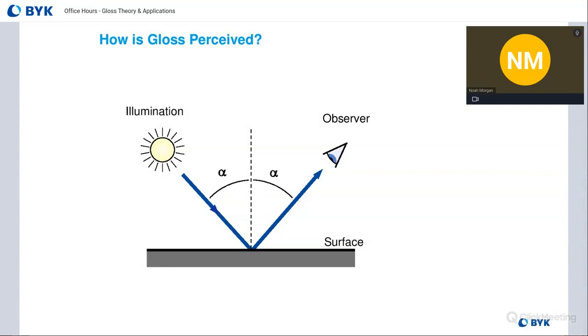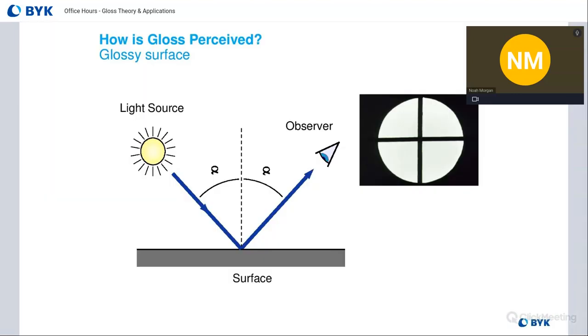So we want to look at how gloss is perceived. Gloss is perceived by having an illuminant. Just like the last example, we have an illuminant that hits an object at a specified angle, and then that angle at the opposite end is hit by our observer. So our light comes down, hits a sample, gets reflected back into an observer. And for a glossy surface, what that observer is going to see is a very clear outline of what that light source is.